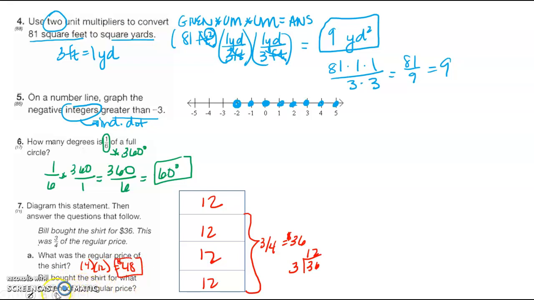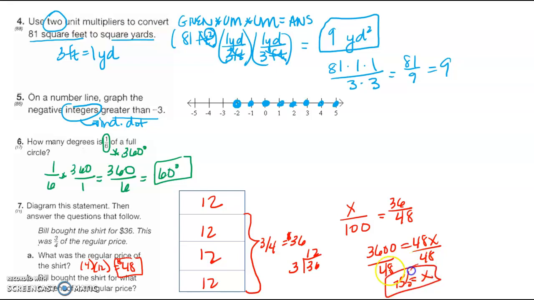And Bill bought the shirt for what percent of the regular price? So what percent is 36 of 48? 3,600 divided by 48 equals 75%. The other way that you could do this, you don't have to do this the hard way like I did. 3/4 is equal to 75%.